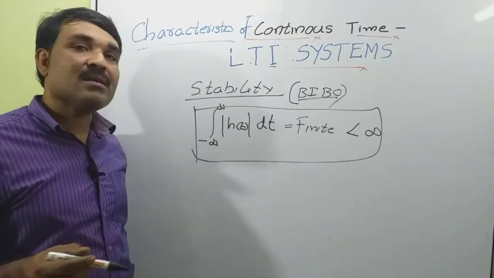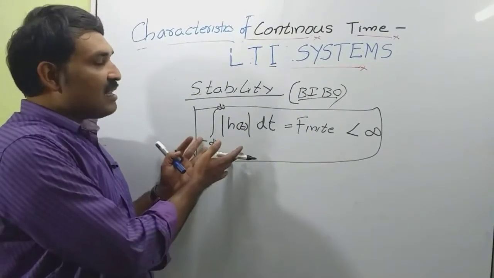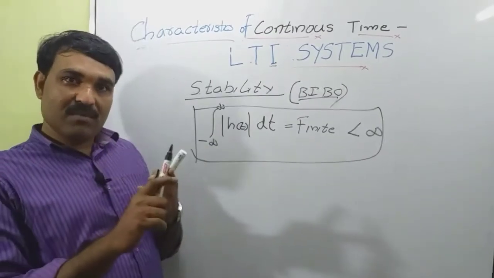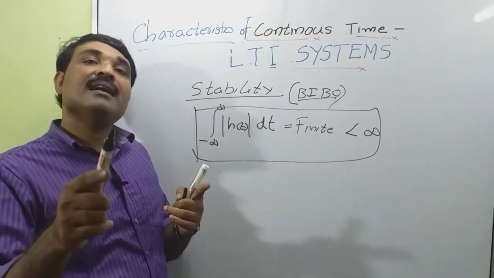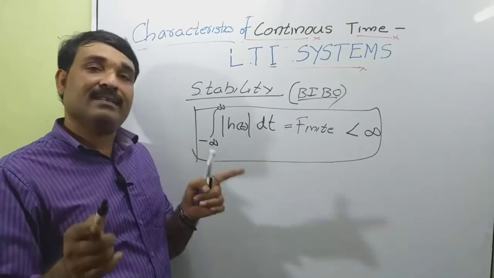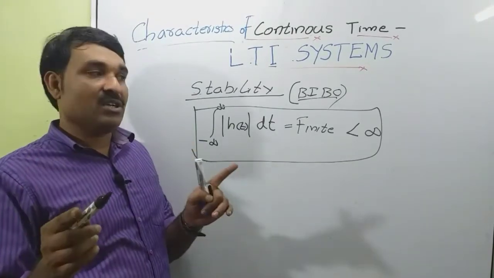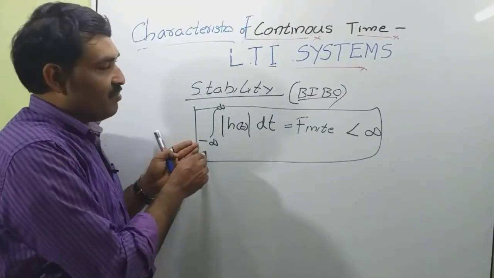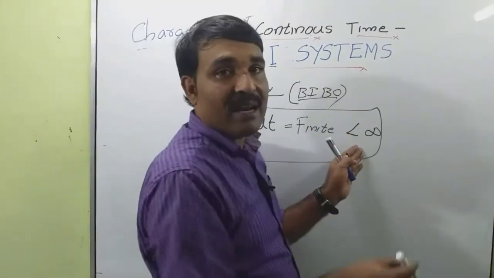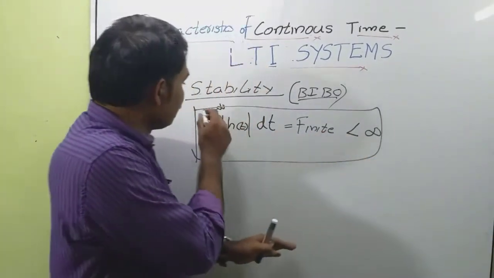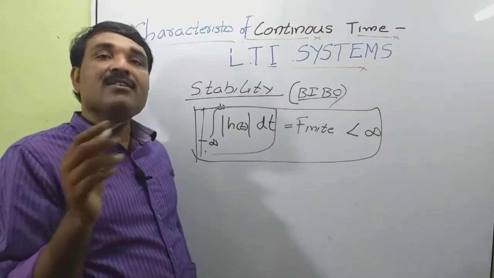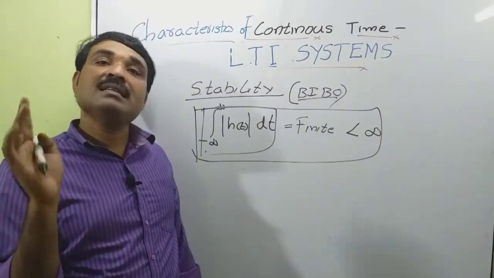The condition for stability for a causal linear time invariant system is that the ROC should contain the j omega axis. Otherwise, the system becomes unstable. So this is absolutely integrable, that means this is less than infinity, that means the value of this integration is a finite quantity. Then the system is said to be stable.